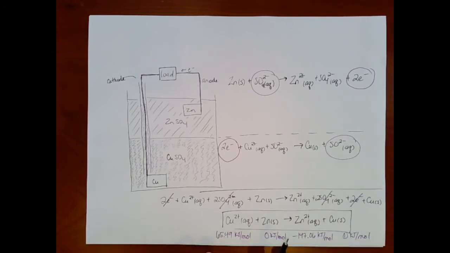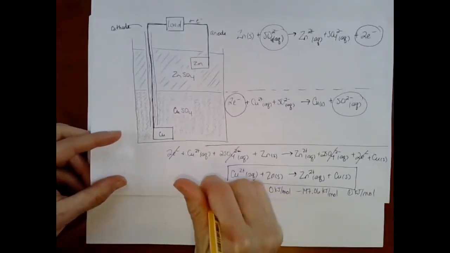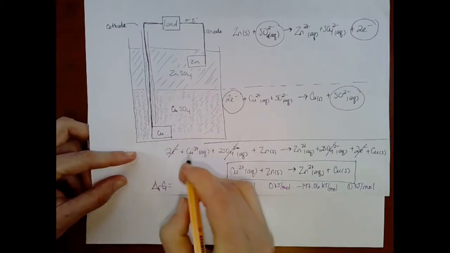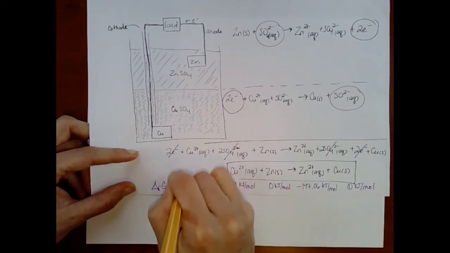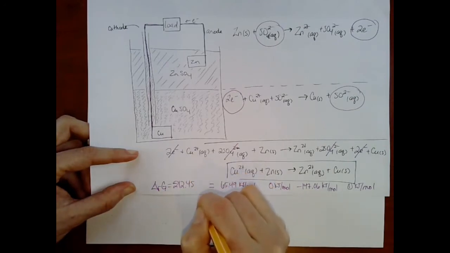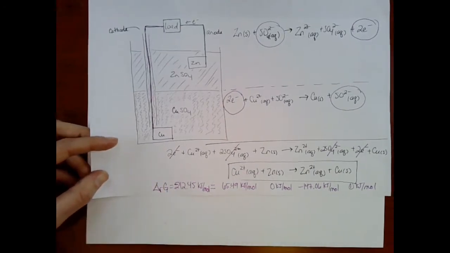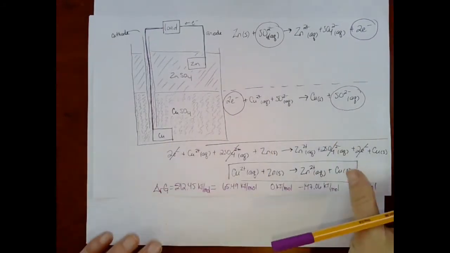Okay, so we have this reaction, and if I sum up those values, I end up getting an answer that the Gibbs energy of reaction is equal to negative 212.45 kilojoules per mole. So now let's go from this Gibbs energy of reaction to the voltage that I get out of my battery. I'm not going to derive that equation, I'm just going to write it down, and it's quite simple.